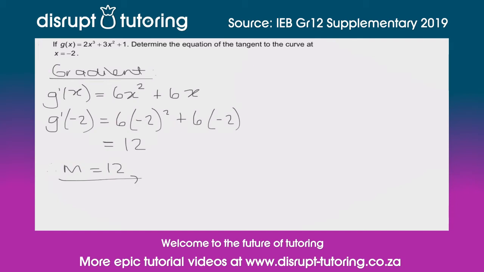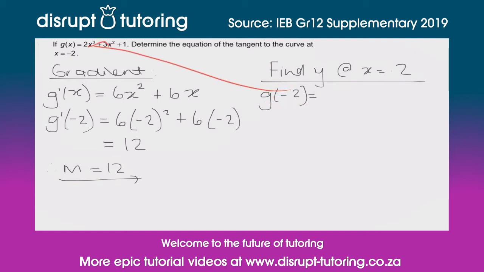So let's find y at x equals minus 2. Apologies for how untidy that writing is. Hopefully you can read it. So we've got g of minus 2 is equal to, so we're going to plug that into our original curve to find what the y value is at that point. It's going to be 2 times minus 2 to the 3 plus 3 times minus 2 squared. And because I've run out of space, I'm just going to have the plus 1 over there.